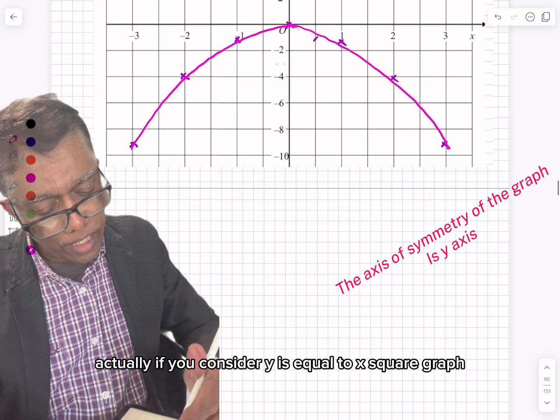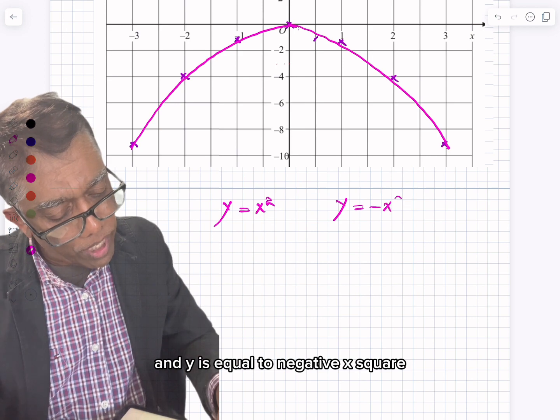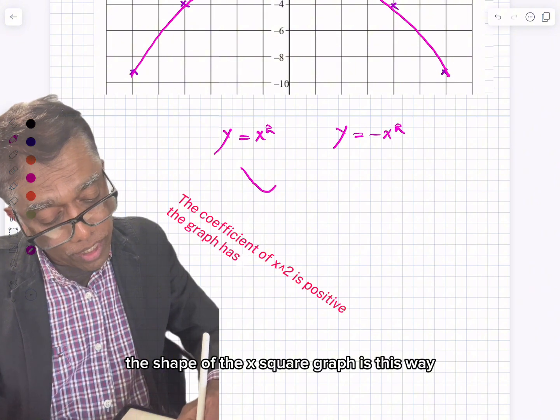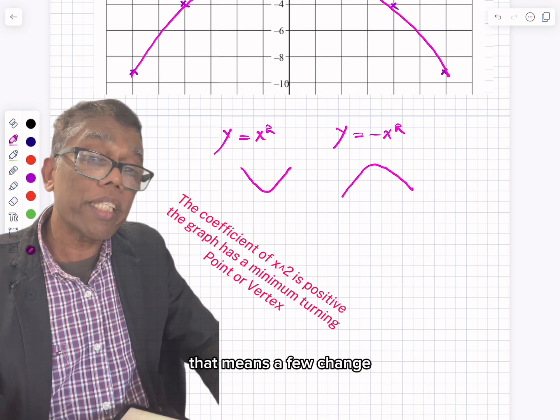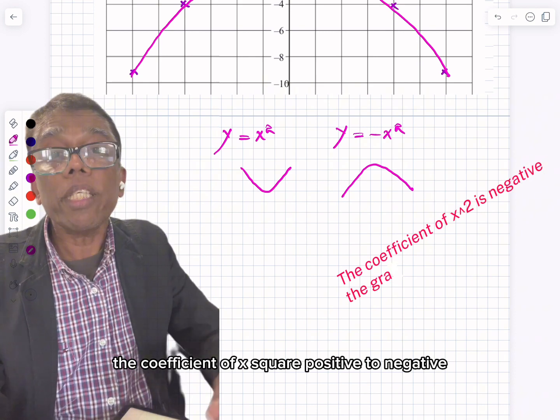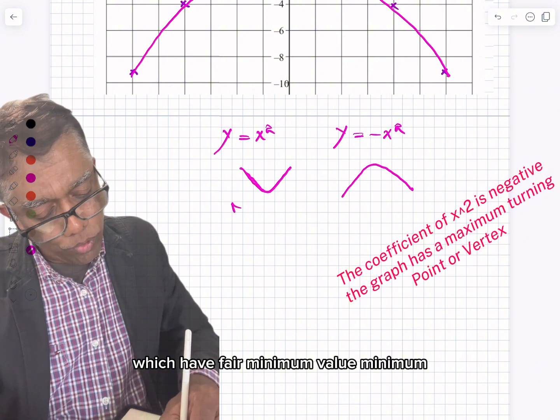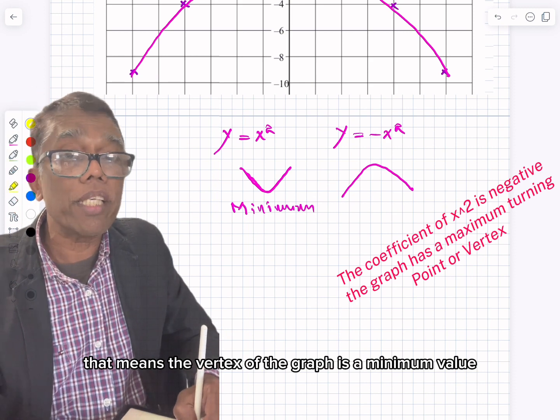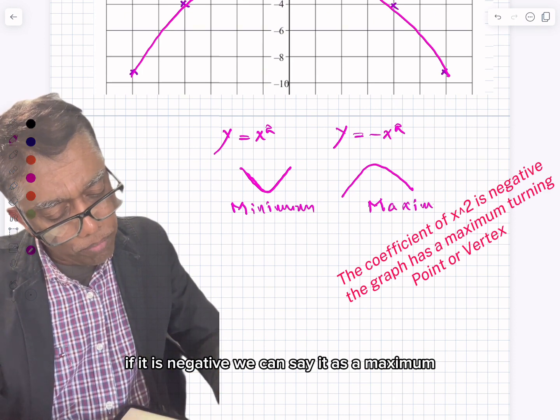Actually, if we consider the y is equal to x square graph and y is equal to negative x square, the shape of the x square graph is this way and y is equal to negative x square is this way. That means if we change the coefficient of x square from positive to negative: if it is positive, the graph has a minimum value, that means the vertex of the graph is a minimum value.